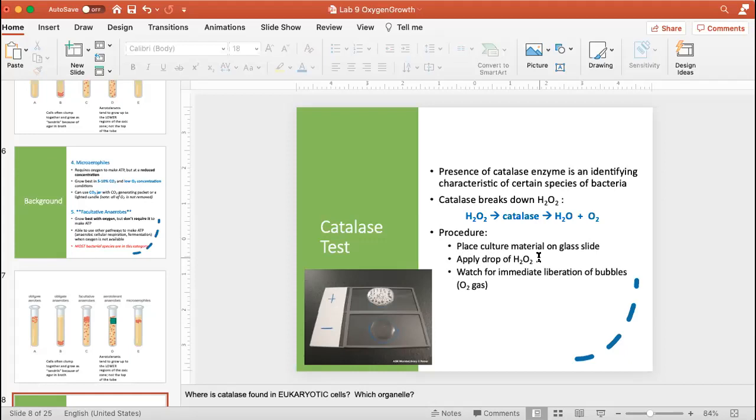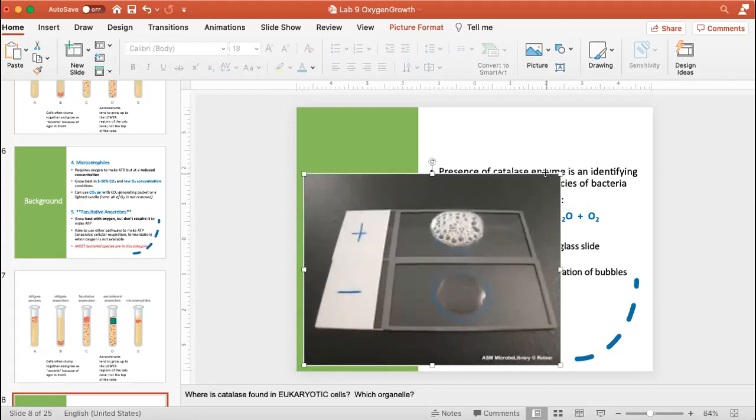What will happen if those cells have any catalase enzyme in them, it's going to immediately start breaking down the hydrogen peroxide, and you're going to get bubbles forming. And these bubbles are this oxygen gas being let off as the catalase enzyme breaks down the hydrogen peroxide. So on this slide right here, you're looking at a catalase test, a positive versus a negative. This is a positive result for catalase.